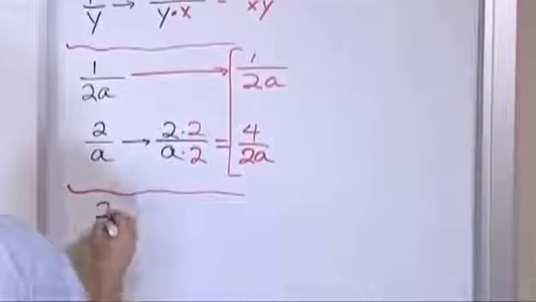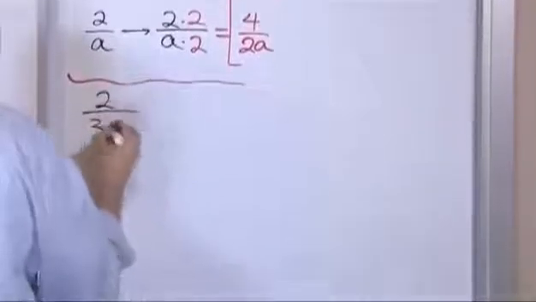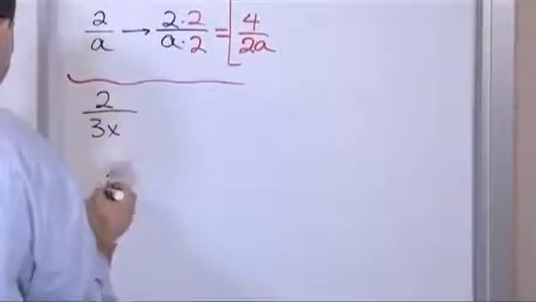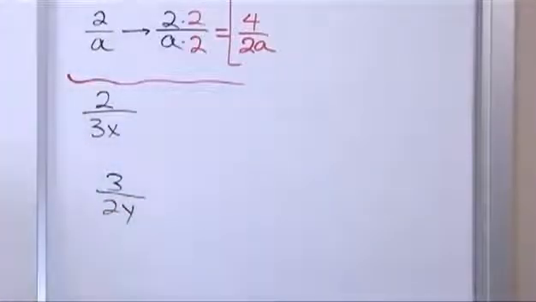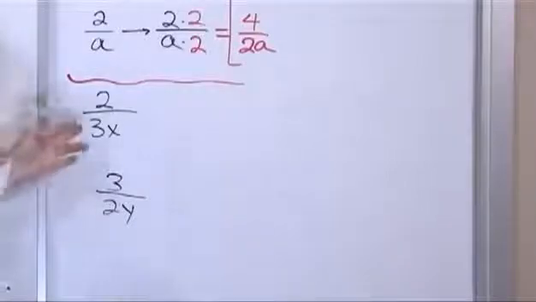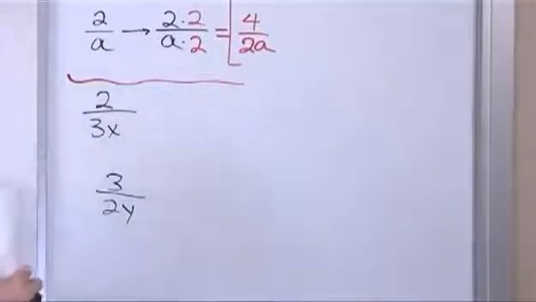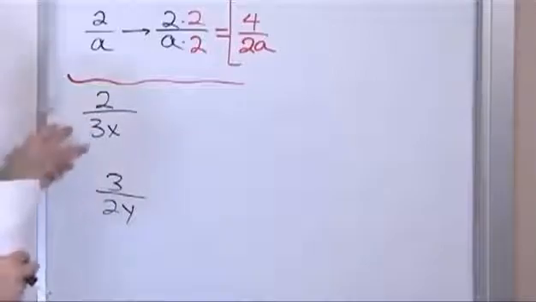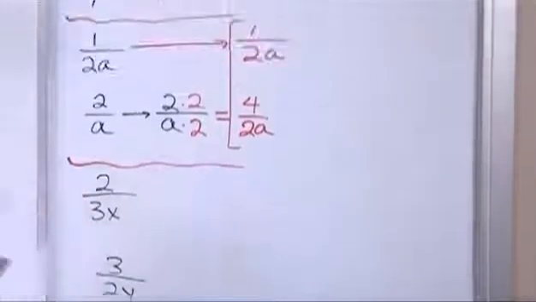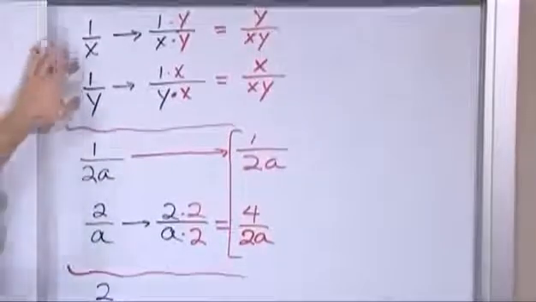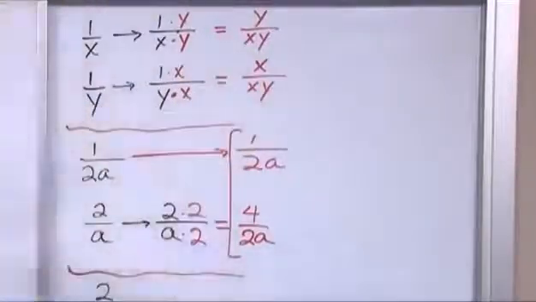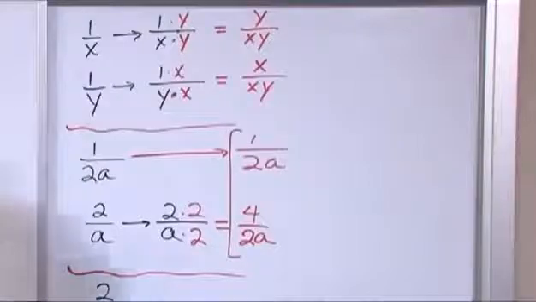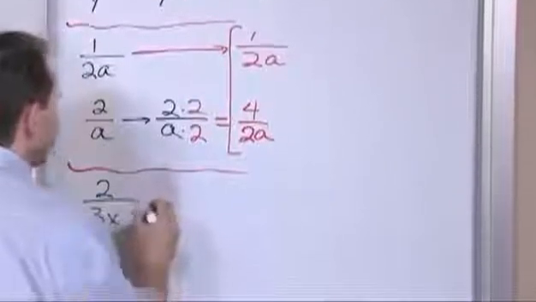What if I have 2 over 3x and 3 over 2y? And I want to find a common denominator between the two. Well, like we said before with numbers, if you get stuck and you can't find a nice common denominator, you can always just multiply the denominators together to give you your common denominator. We did that up here actually, x and y. The common denominator we ended up with was just x times y, and that will always work as a denominator between the fractions if you can't find anything smaller.